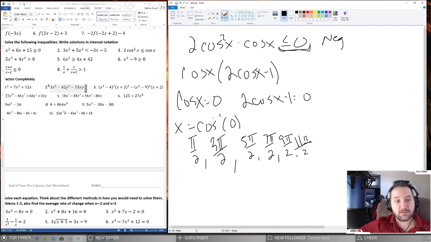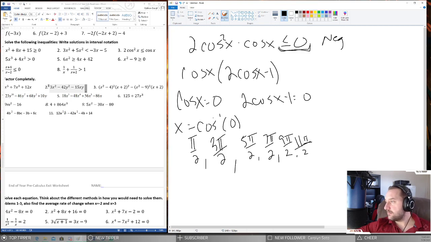Now I have to do the same thing for the other factor. The only reason I did this is so that we can get a pattern. And I'll show it on Desmos, and it'll help a little bit too.